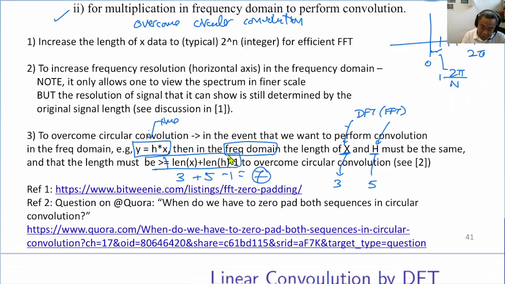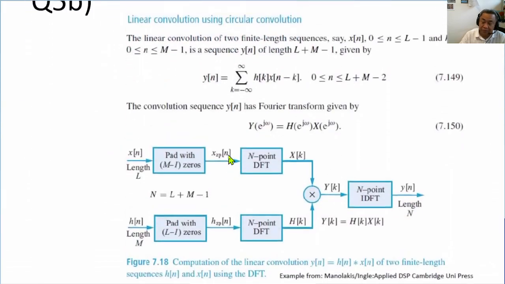Okay, go and read about circular convolution here and how zero padding overcomes circular convolution. The diagram of this idea is this. x, for example, has length 3.